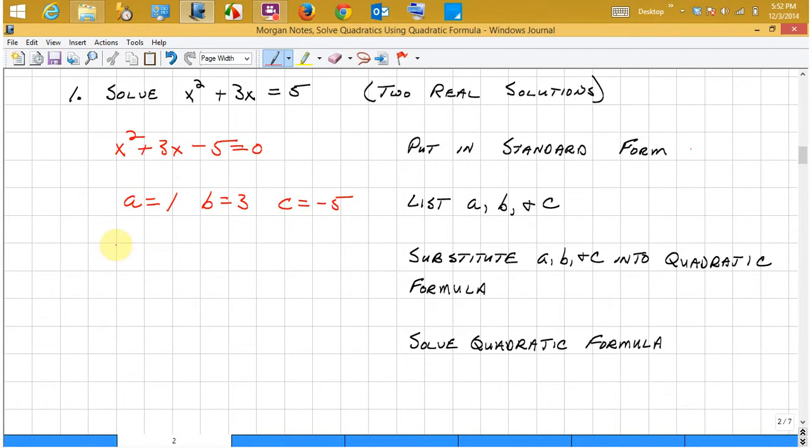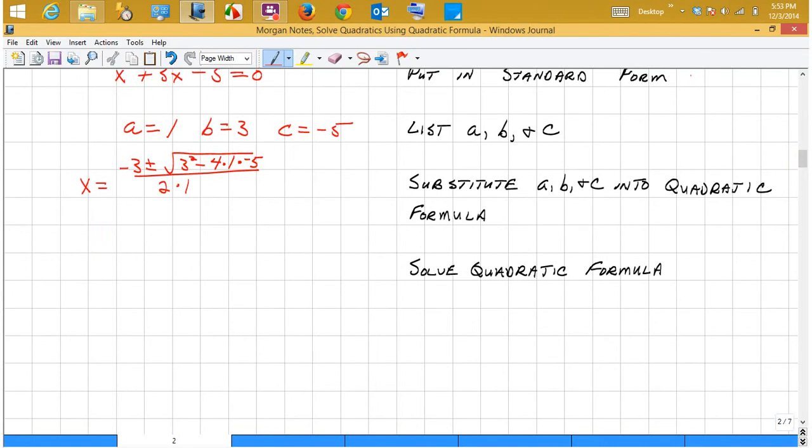Okay, so the quadratic formula is x is equal to negative b plus or minus the square root of b squared minus 4 times a times c, all over 2 times a, which is 1. Okay, so let's go ahead and start simplifying that.